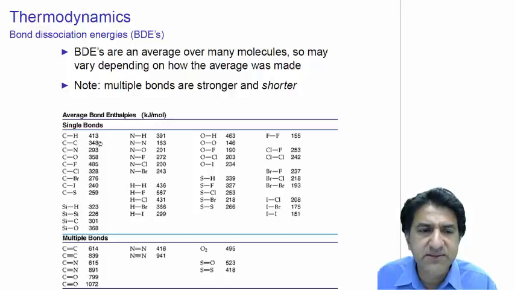Is it double a CC single bond? No, not quite. It would be about 700. It says 600, a bit less than double. But it's close. CC triple bond, it's not 3 times the CC single bond, and it's not 50% more than the CC double bond. So yeah, they are certainly stronger, CC triple bonds, but they're not 3 times stronger.